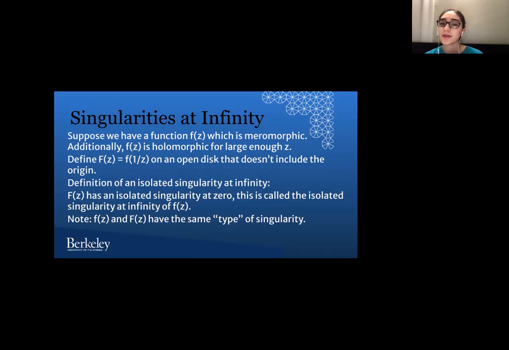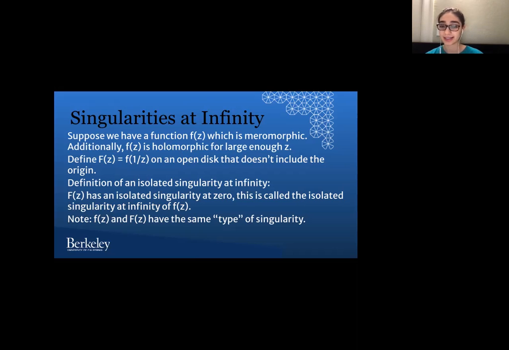So what we want to do is define a function capital F. Capital F of z is equal to small f of 1 over z on an open disk. We define this disk such that the radius is 1 over capital R, and we remove the origin from the domain. Since the domain no longer includes the origin, capital F is holomorphic and has an isolated singularity at 0.